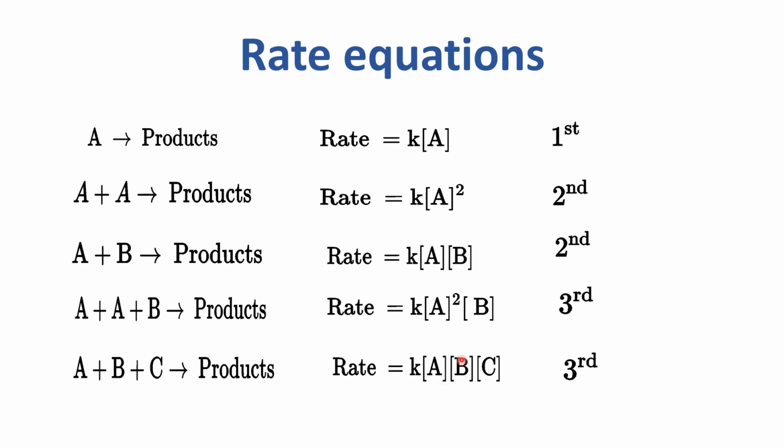Similarly here the powers will be individual: A raised to power 1, B raised to power 1, C raised to power 1. So 1 plus 1 plus 1 would be equal to 3. So it would be a third order reaction.